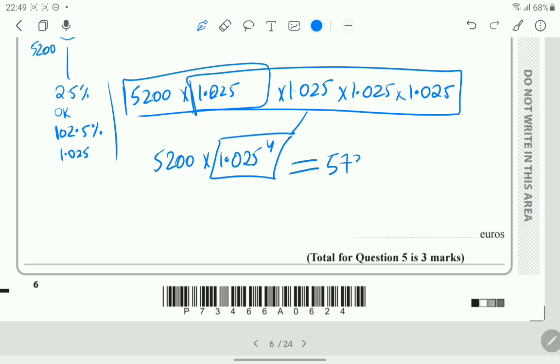This is 5739.83, but since the question tells us to round it to the nearest euro, I'm going to show you how we do rounding. This is the nearest euro, and we see that if this value is greater than 5, then we take this number up one whole digit up, so this would be 5740. This is the rounding. So you write your answer here and move on, you get full marks.